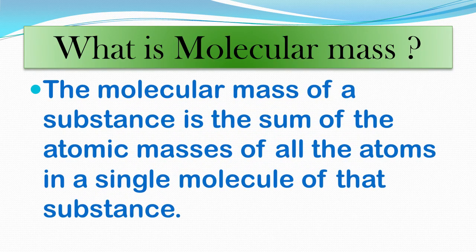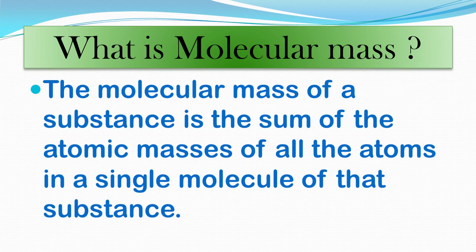The molecular mass of a substance is the sum of the atomic masses of all the atoms in a single molecule of that substance. That means, in one particular substance, we add up all the atoms, the number of atoms in one molecule. For example, in carbon dioxide, carbon is there and oxygen is there, so the sum of the atomic mass of carbon and oxygen is the molecular mass of carbon dioxide.